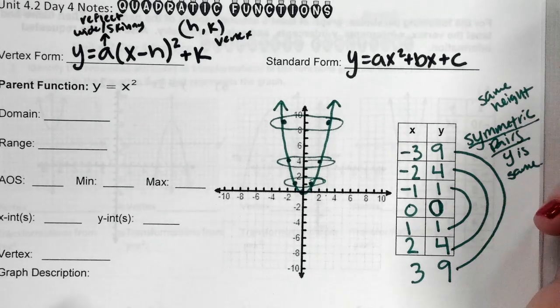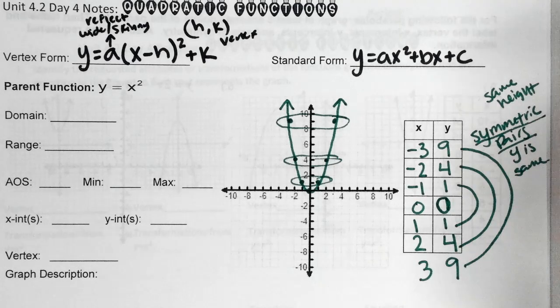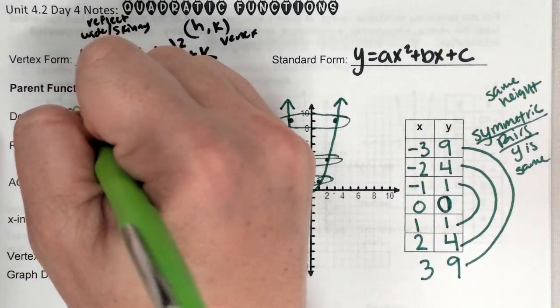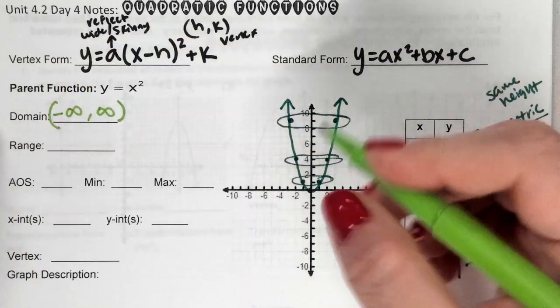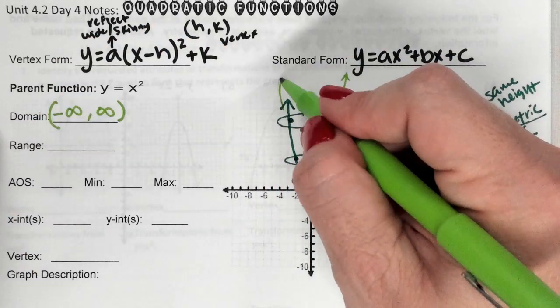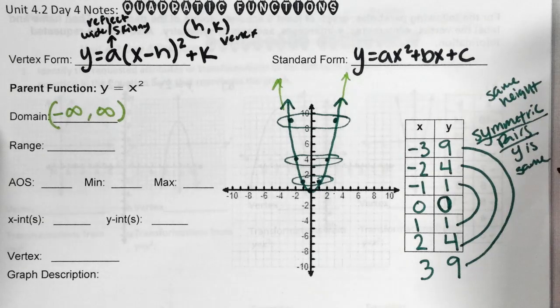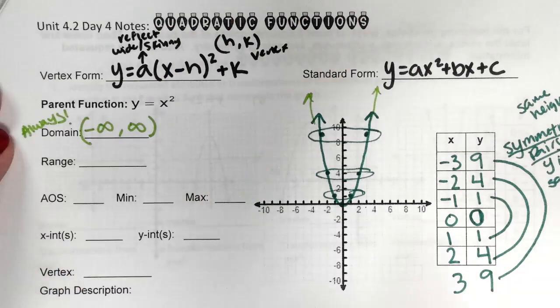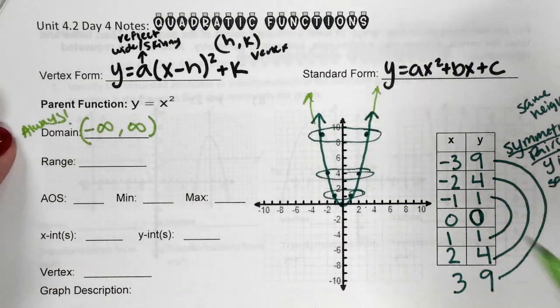Okay, so knowing that, let's talk about our domain. Your domain is your left to right, right? Well, with quadratics, it's always going to be the same because they're always U-shaped and they're always going to keep getting wider. Whether it's quickly or slowly, it doesn't matter. Your domain is always negative infinity to positive infinity. Because if I continue this graph, doesn't it keep getting wider slowly but surely? Yes. So it's always negative infinity to positive infinity for quadratic graphs, for U-shaped graphs.